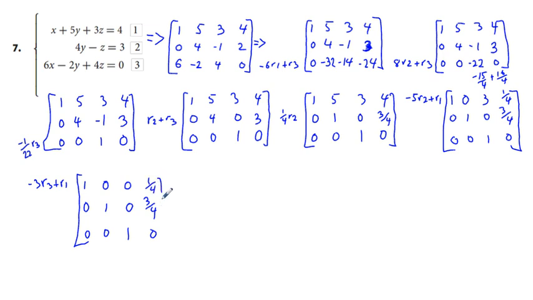So what we have here is the coordinate triple. Our x value is going to be 1/4, or 0.25. Our y value is going to be 3/4, and our z value is going to be 0. And so that's what we have.